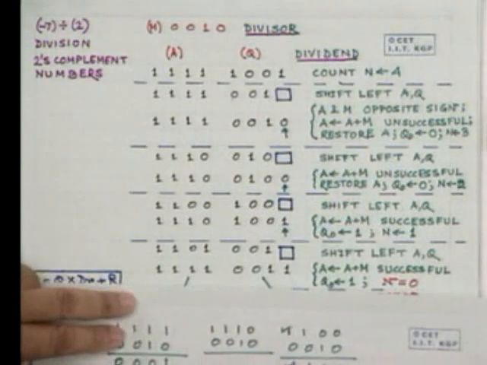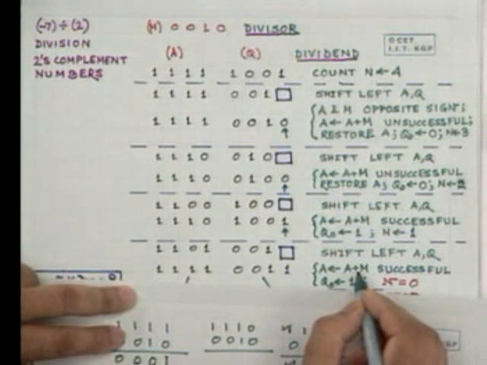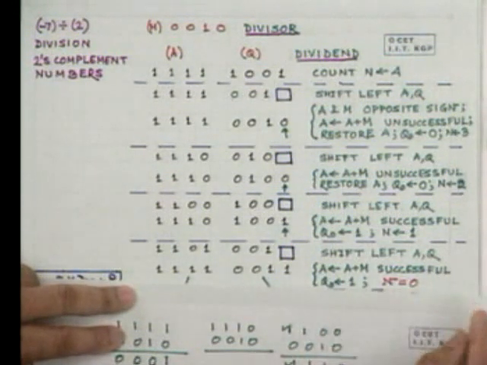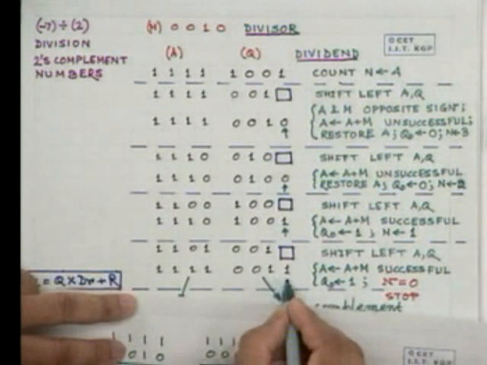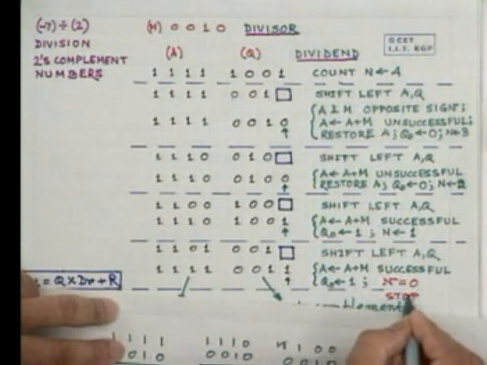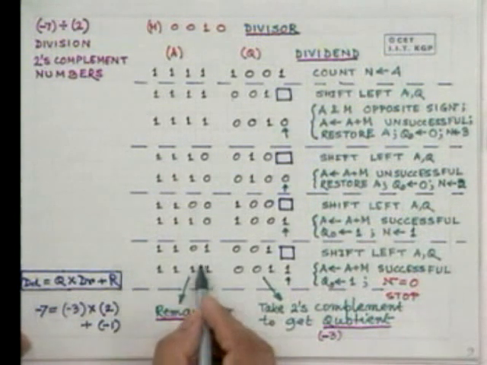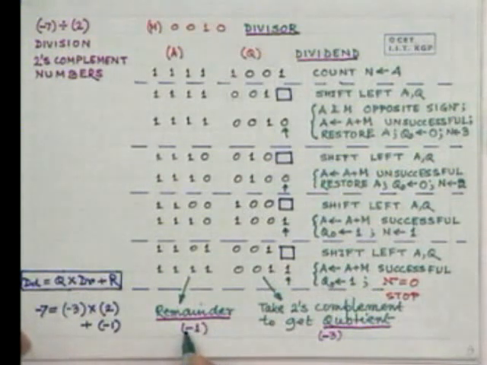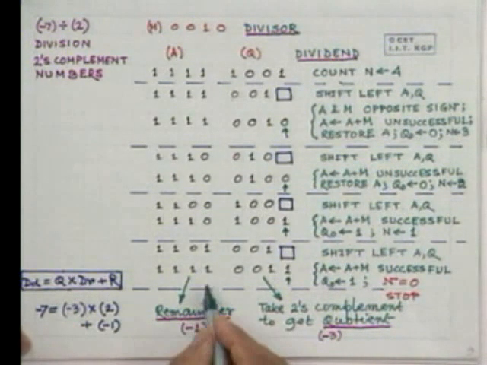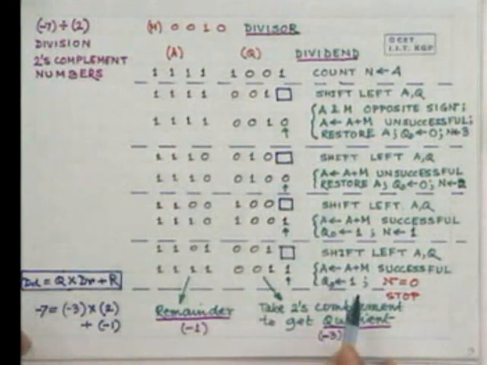Now, we shift left A and Q once more. We do A plus M. It is successful. Therefore, Q0 is set to 1, N is 0, and we come to a stop. Now, let us see the result. The result is that the remainder is a 2's complement number and represents minus 1, which is actually the remainder of minus 7 divided by 2.